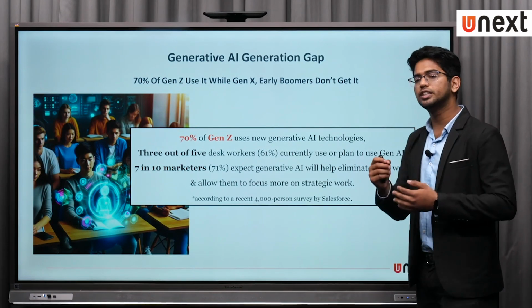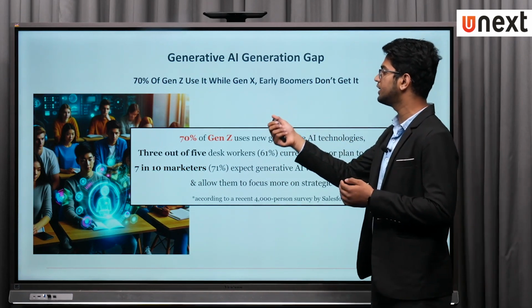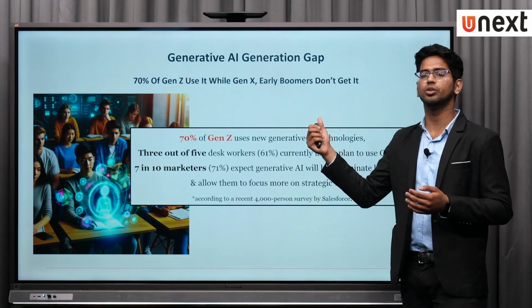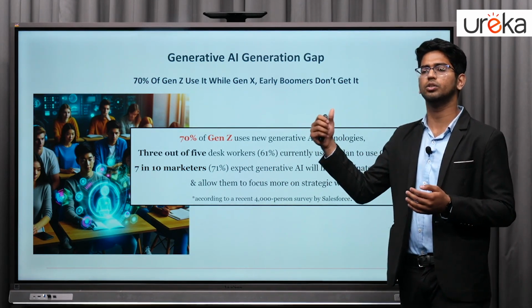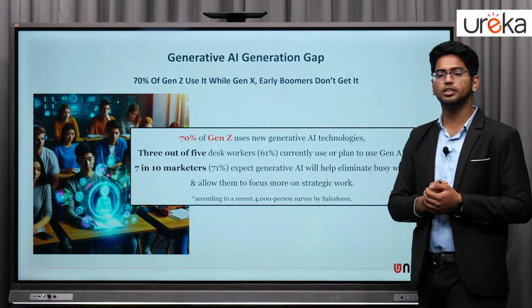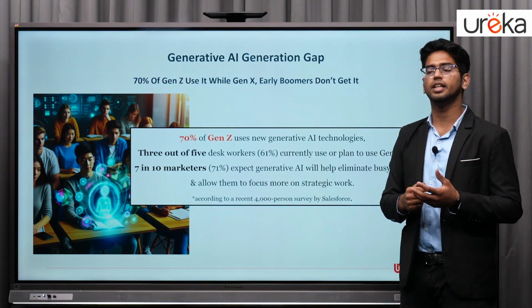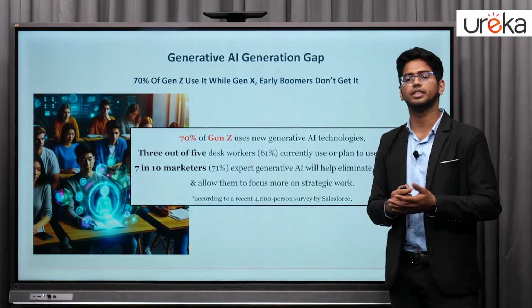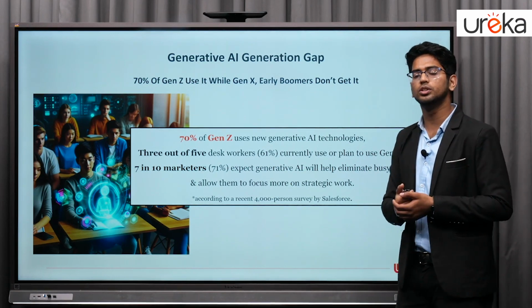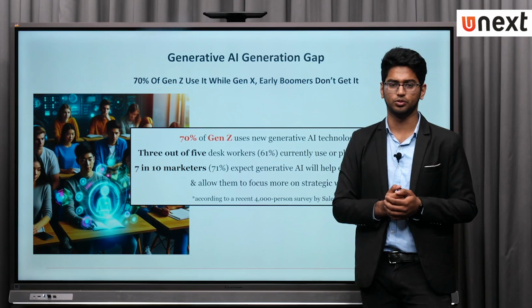Now, in terms of the generation gap which comes here, so you can see that 70% of the Gen Z use Gen AI, whereas the early boomers and the millennials don't necessarily come up to that level. They don't really understand it up to that extent. Now, the reason for this is because the Gen Z were in a very much digital era, right? So they were sort of born in the digital era and they've got more and more exposure to all of the tools and all of the tablets and all of the phones and laptops and all of those.